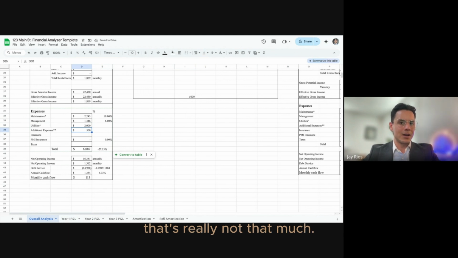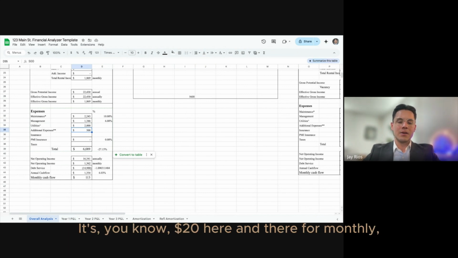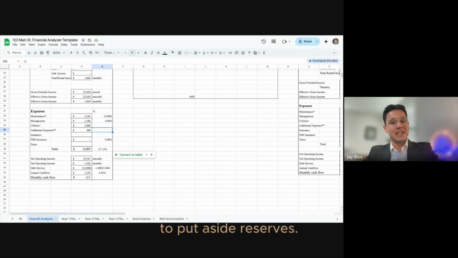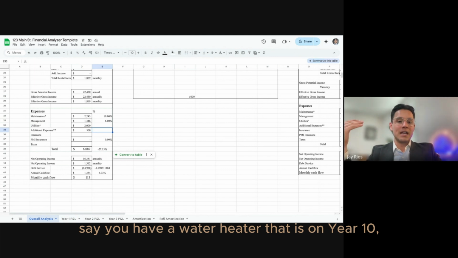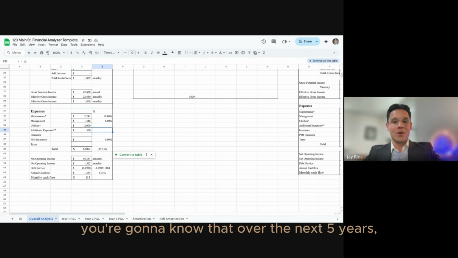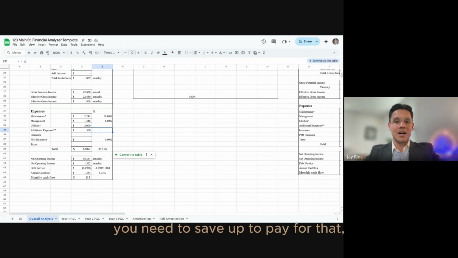That's really not that much. It's $20 here and there monthly. So it shouldn't really be much of a worry to put aside reserves. You really need to calculate that. Say you have a water heater that is on year 10 but only has a 15-year lifetime. You're going to know that over the next 5 years you need to save up to pay for that and not just pay for it out of pocket.